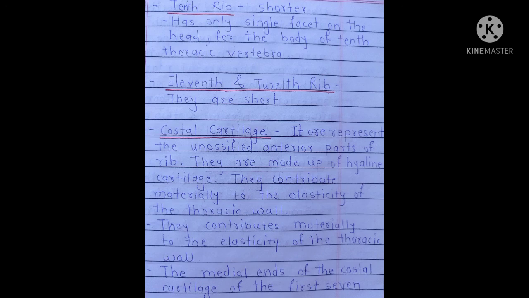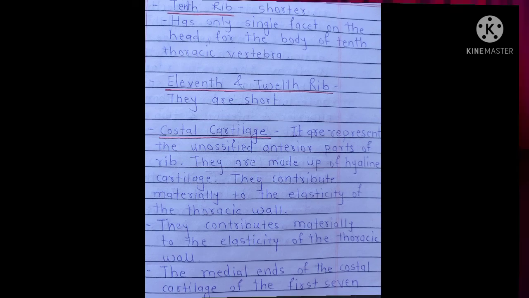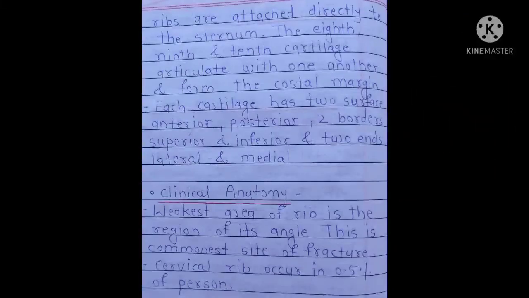Costal cartilage. It represents the unossified anterior parts of the rib. They are made up of hyaline cartilage. They contribute materially to the elasticity of the thoracic wall, and the medial ends of the costal cartilages of the first 7 ribs are attached directly to the sternum.